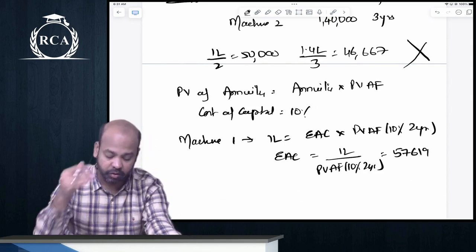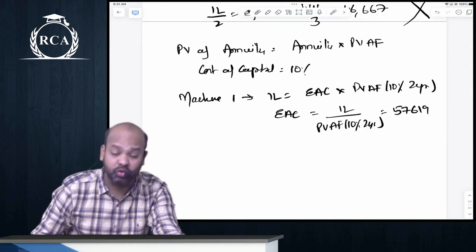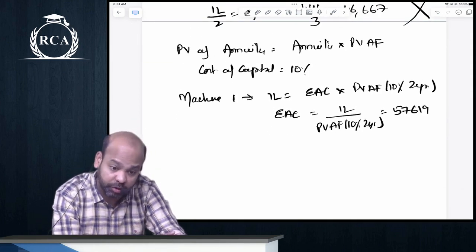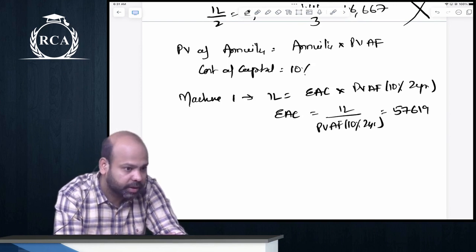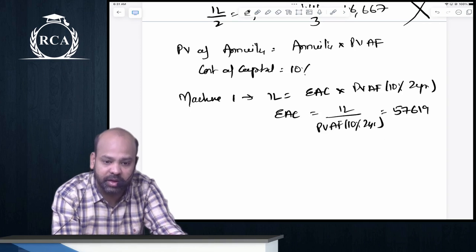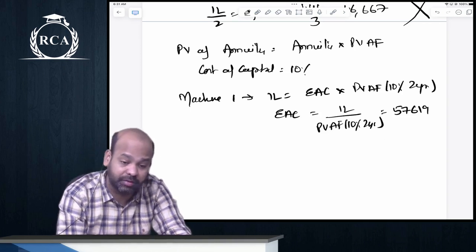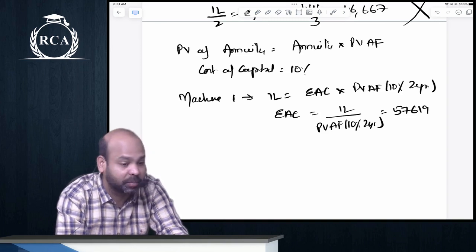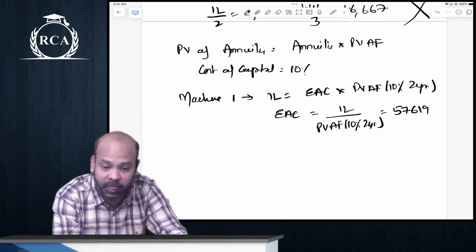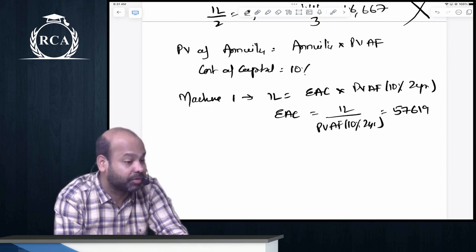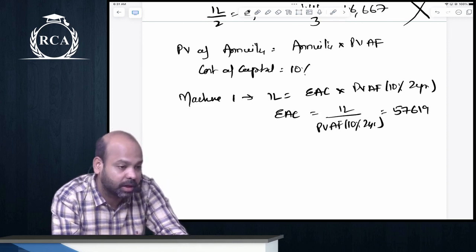So guys, think like this: if you take a loan of 1 lakh rupees today, you will not be paying anything for the machine out of your pocket today, correct? But instead, how much should you pay to the banker every year? 57,619. So if I ask what is your effective cost of using this machine per annum, how much will this become? 57,619. That will become your effective cost per annum. Is it understood?